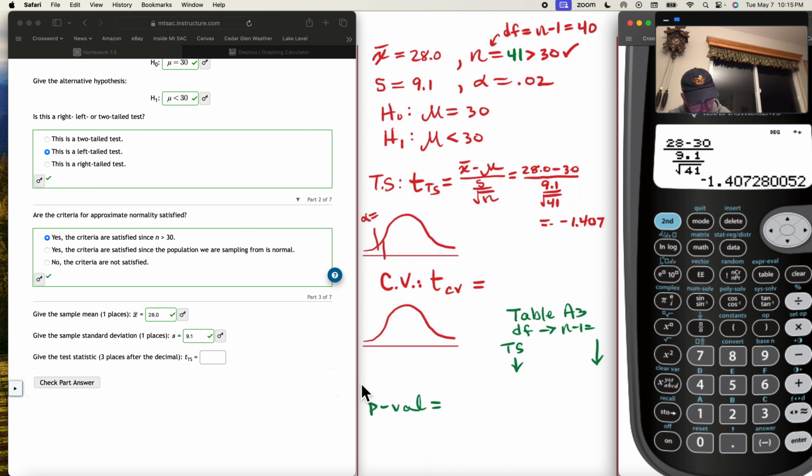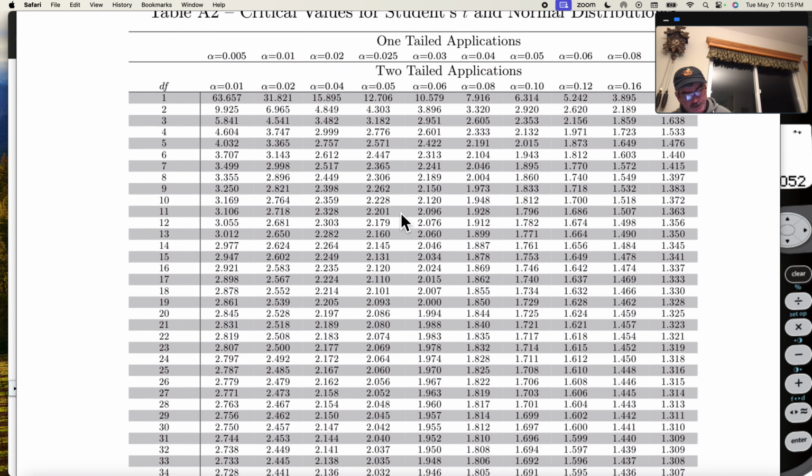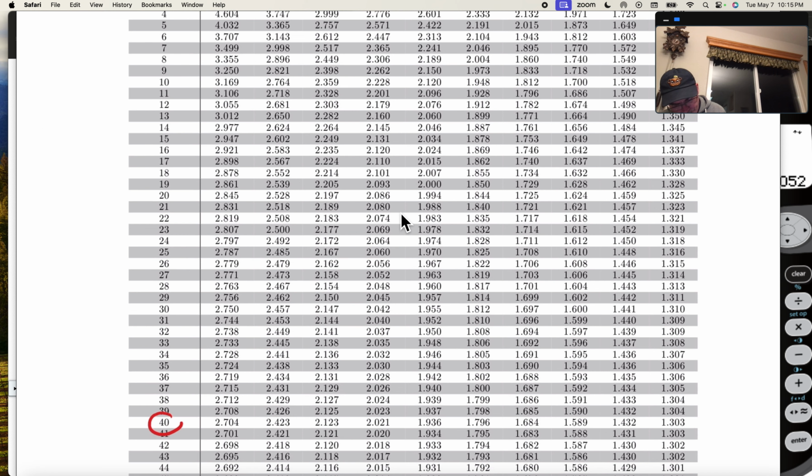My alpha is 0.02. And what I should be graphing here is my critical value. So is 0.02 one tail? Okay, this is a left tail test. So we'll go ahead and jump back and get our critical value now. 0.02 one tail, here goes. I think it was 40 degrees of freedom.